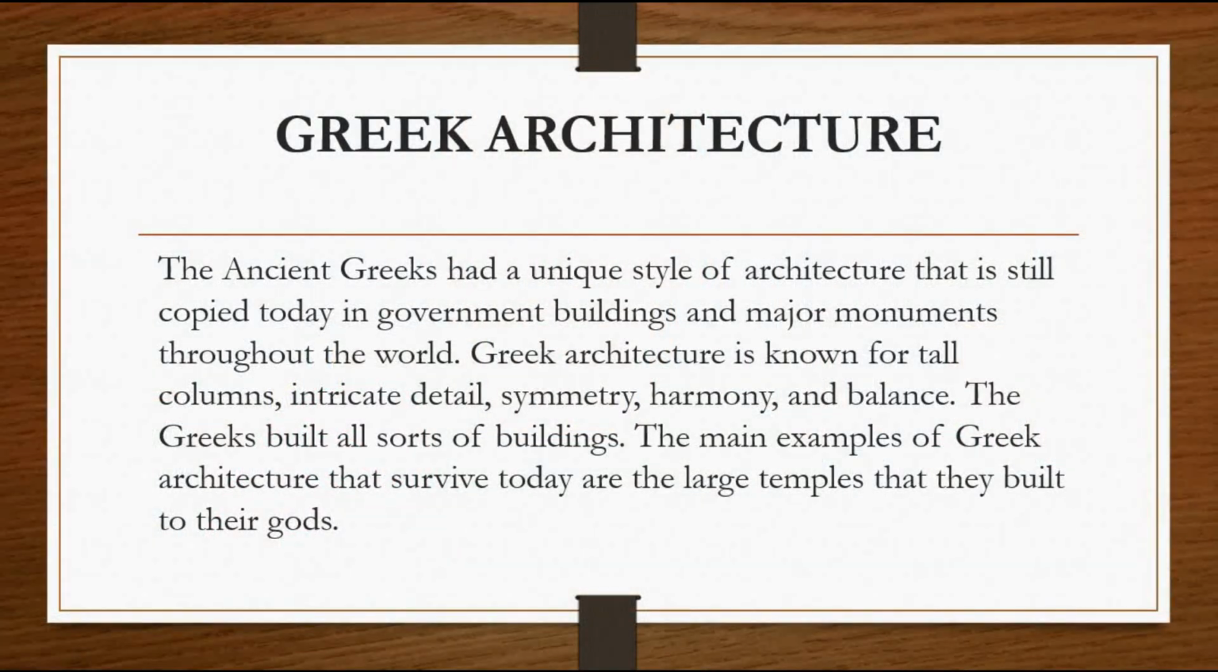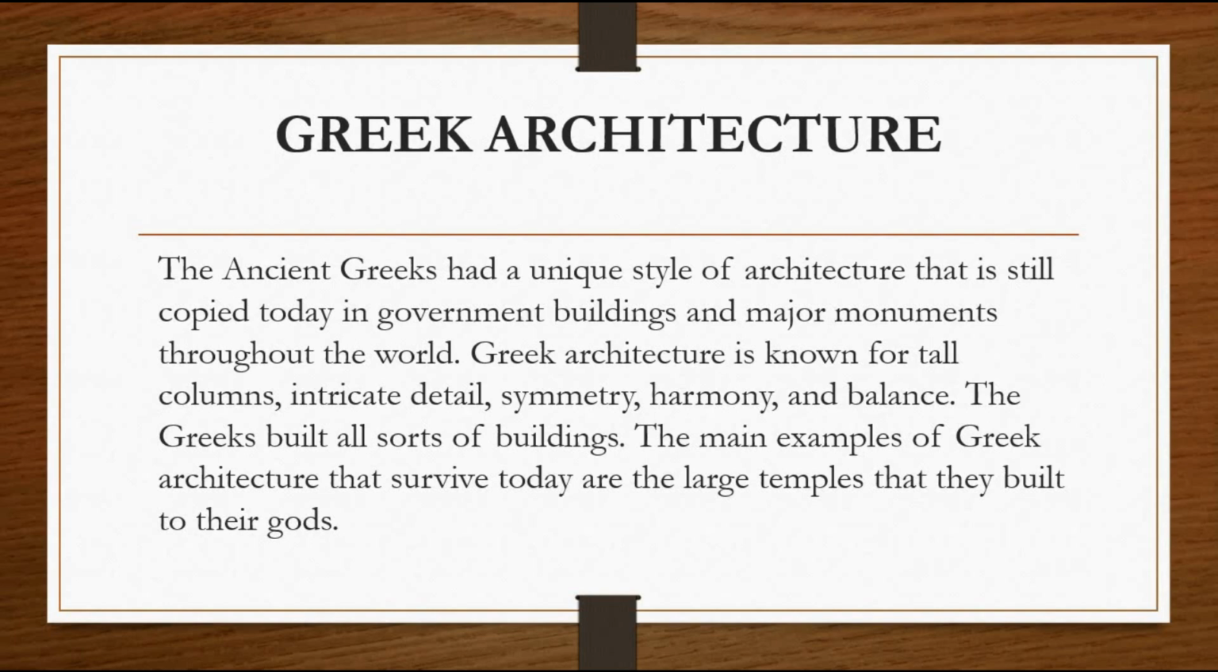We have the last one, the Greek architecture. The ancient Greeks had a unique style of architecture that is still copied today in government buildings and major monuments throughout the world. Greek architecture is known for tall columns, intricate details, symmetry, harmony, and balance.